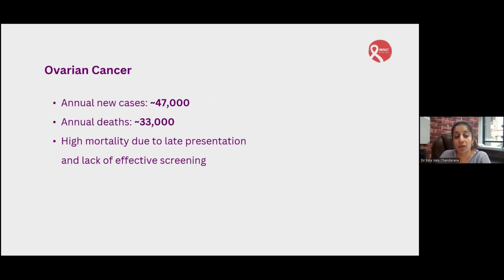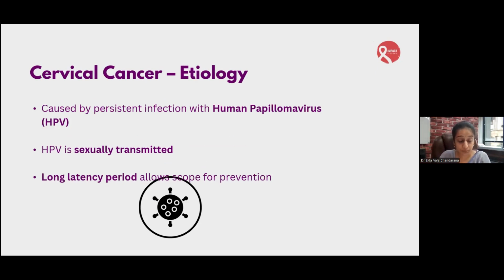And if we talk of ovarian cancer, annual new cases were around 47,000 in 2022, and annual deaths were 33,000. So we see the mortality rates were around 70%. So high mortality was due to late presentation and lack of screening, as we discussed. So first we will discuss everything about cervical cancer, which I think every family physician should know.